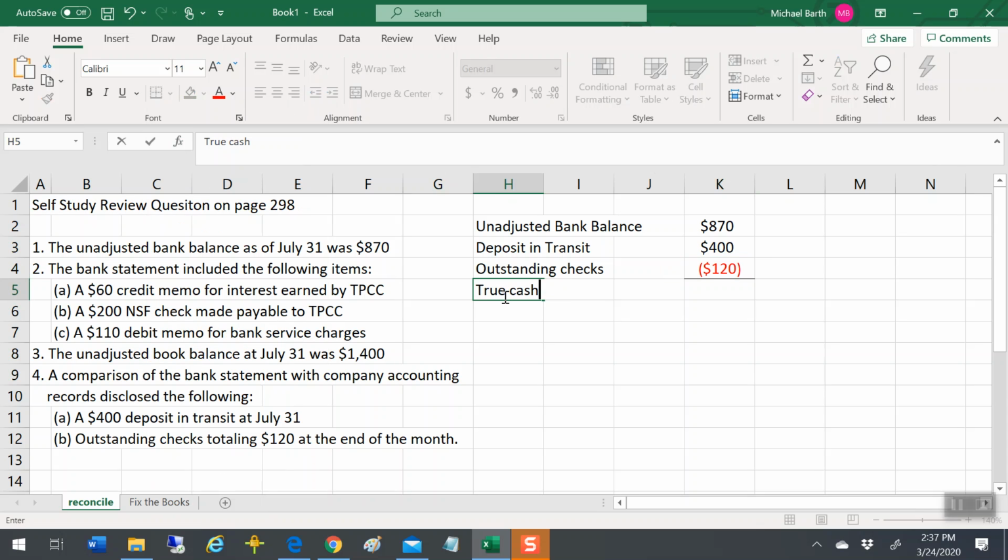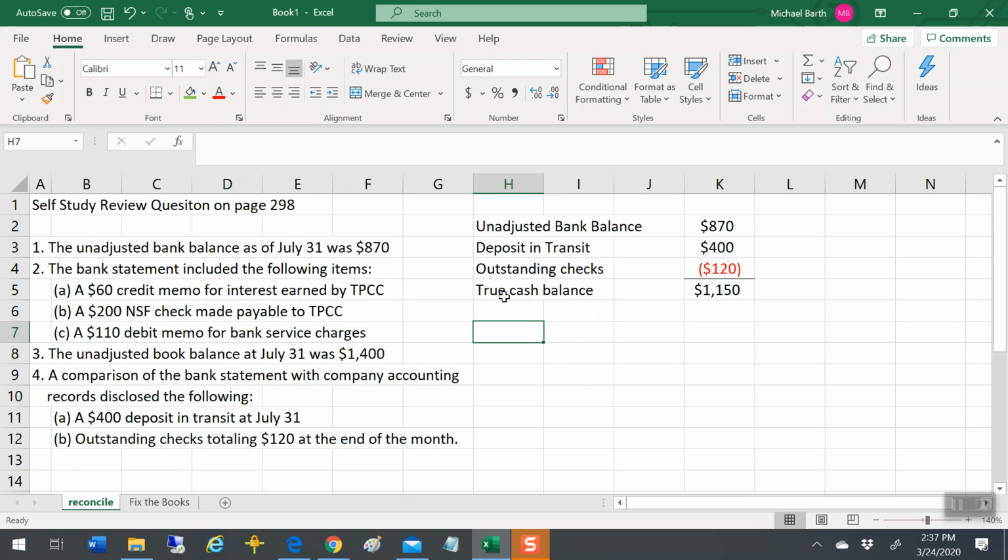So the true cash balance in the checking account, given these things, ought to be the 870 plus the 400 minus the 120, or $1,150. That's if we stopped right now, didn't do another thing, and waited a couple of days till everything cleared the bank. That would be what was in the checking account. Of course, we can't do that, but that's what would happen. That's just stuff that's in transit and it's bank float.